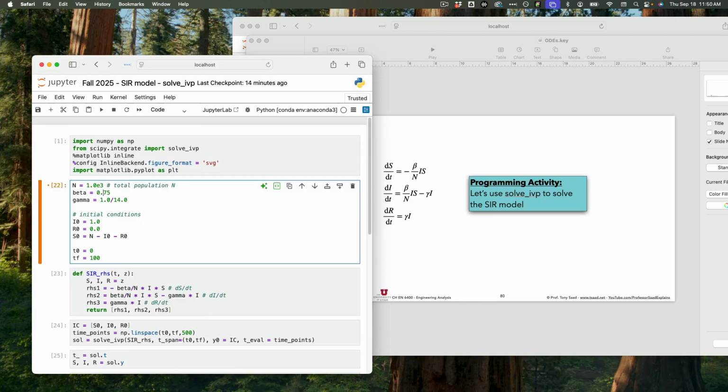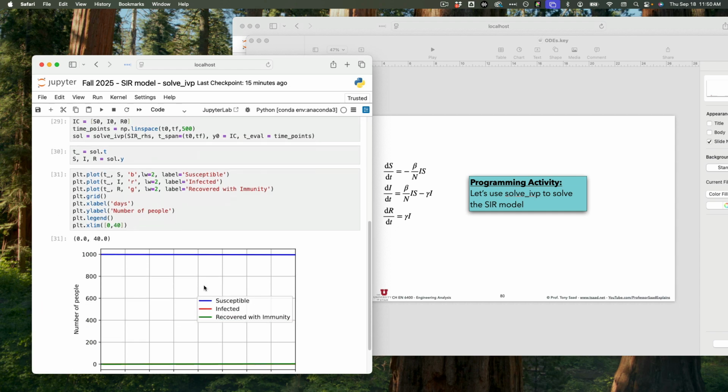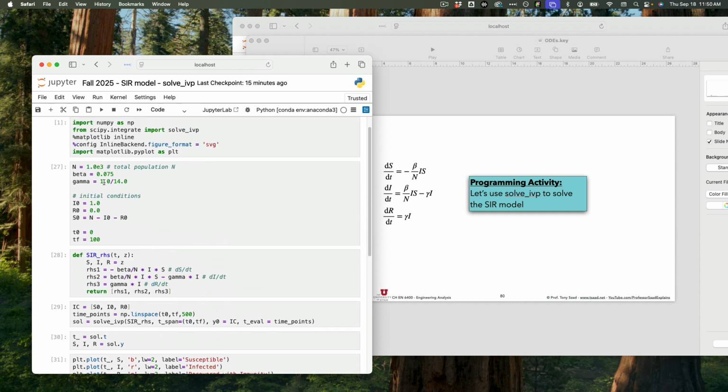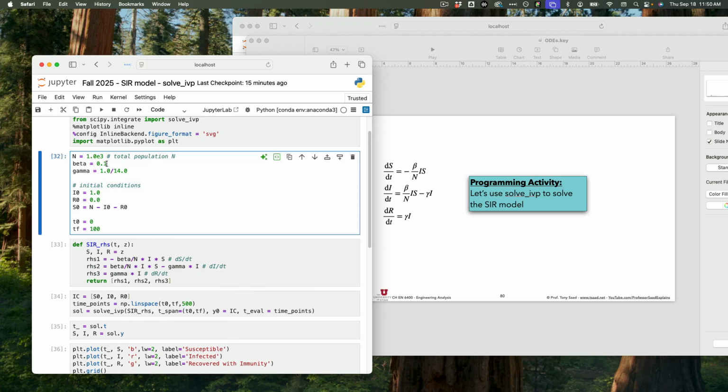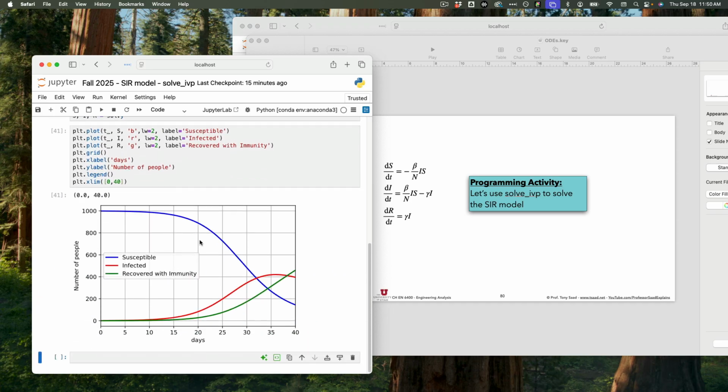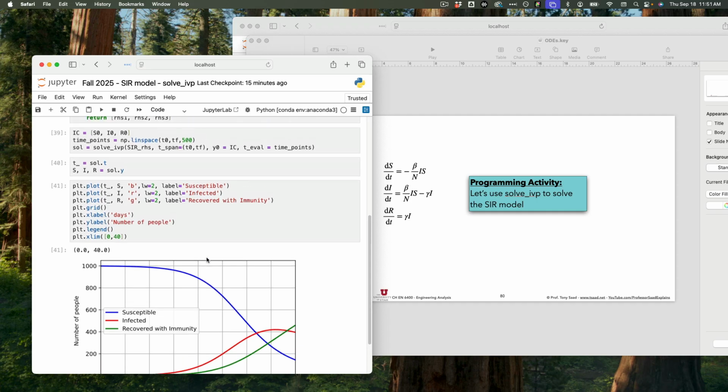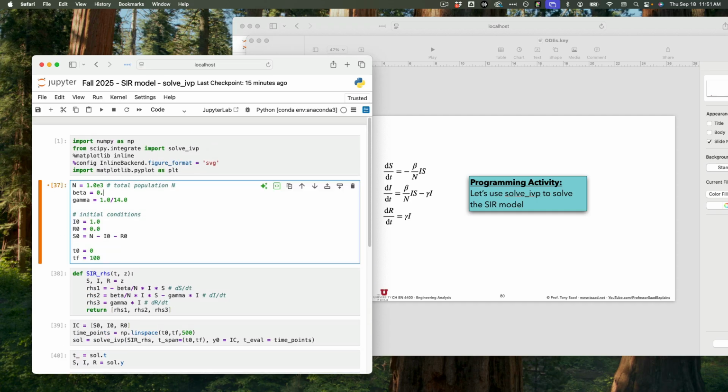Now, on the flip side, if beta was very small, oh, look at that, nothing is going on for a while. So let's make it 0.1 instead. It's still going to be a long while before you start seeing infections. Let's make it 0.3. Okay, so it takes about 10 to 15 days to start seeing infections occurring. So that's what beta is doing: it's connected to the rate of making susceptible people infected. Let's put 0.75.